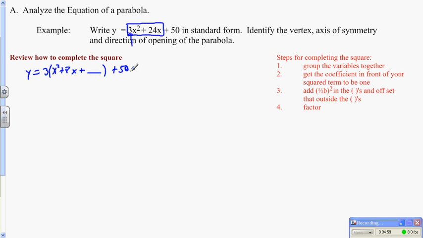And to keep the equation balanced, if I add something to one side of the equation, I can add to the other, or subtract from the same side. If I add it, I can subtract it, and it remains balanced. Now, how do we complete the square? Well, we take this term, our x coefficient, we divide it by 2 and square it.